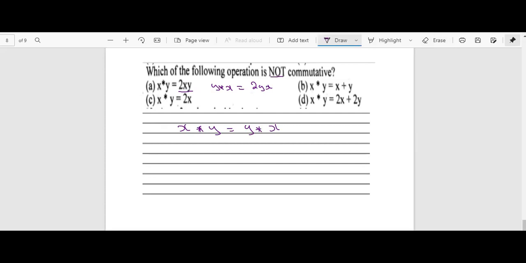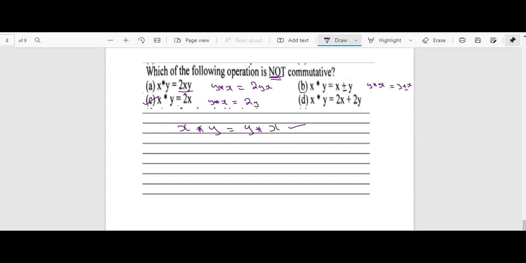If I talk about option B, we have plus here. Even if I do y star x, I am going to get y plus x. Since addition is commutative, this is also commutative. So B cannot be the choice. If I talk about option C, if I find y star x, I am going to get 2y. Now it is not necessary that 2x equals 2y. It can be possible if both x and y are the same, but majorly this is not true. So this is not the commutative property. So C is the answer, because we have to find not commutative.